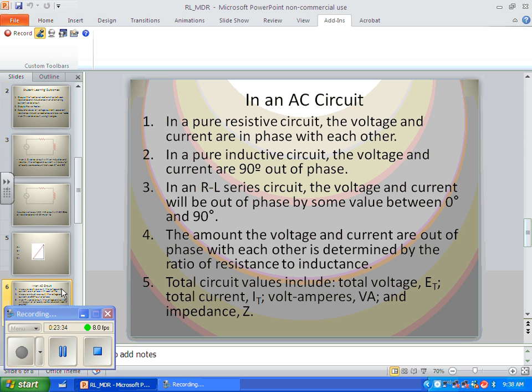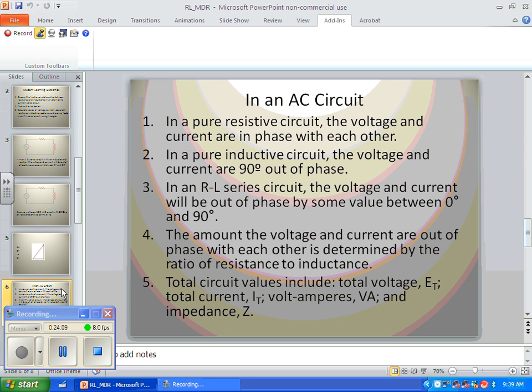In an RL series circuit, the voltage and the current will be out of phase somewhere between 0 and 90, because purely resistive is 0 degrees out of phase and purely inductive is going to be 90 degrees out of phase. So it's going to be someplace in between, right? Anytime there's an inductor and a resistor, and anytime we wind a coil, it's going to have resistance and inductance. Pure DC resistance and inductance. So a transformer, a motor, any place there are windings, this is going to happen. In other words, everywhere in electrical.